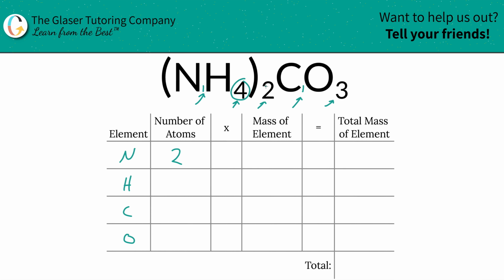Same thing for hydrogen. Hydrogen has a subscript of 4, but it also has an outer subscript of 2, so you multiply them together, so there's a total of 8 hydrogens. Carbon has a subscript of 1, so that's all, and oxygen is 3.